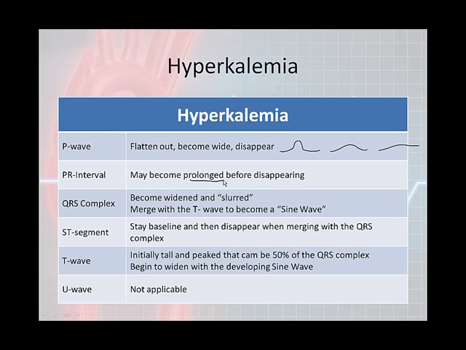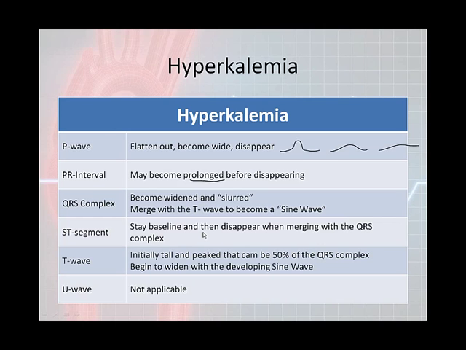The QRS complex, as the potassium rises, will eventually become slurred. It will merge with the T wave and become something that we call a sine wave, which basically looks very bad and very wide. ST segments will stay okay until the QRS and the T wave start merging.